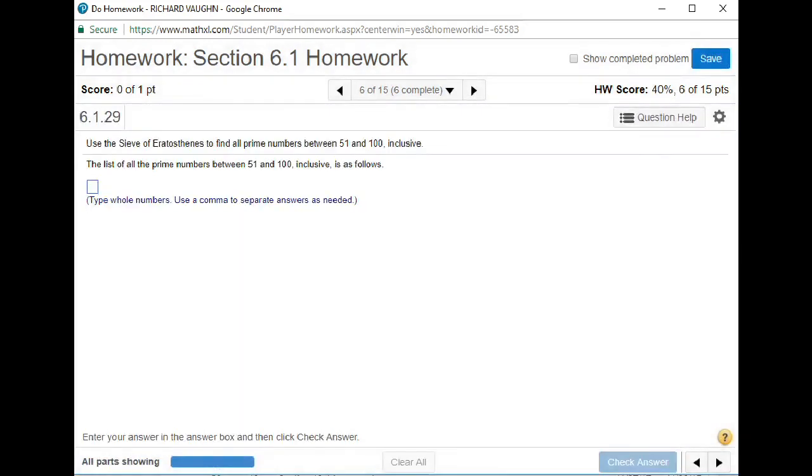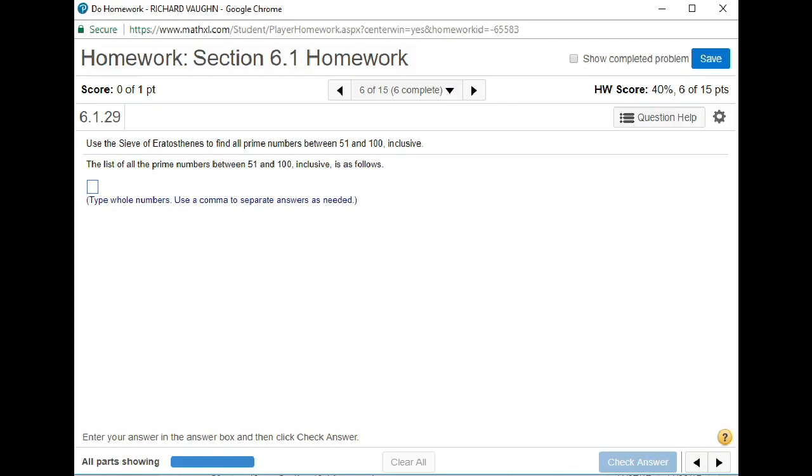All right, number 6, use the sieve of Eratosthenes to find all prime numbers between 51 and 100 inclusively. I'm going to skip this problem only because it's kind of paper intensive. You start with the numbers 1 through 100, and you cross off 1, and then you circle 2 and cross off all the multiples of 2. Then you circle 3, the next prime number, and cross off all multiples of 3. Then you circle the next unmarked number, 5, and cross out all the multiples of 5.